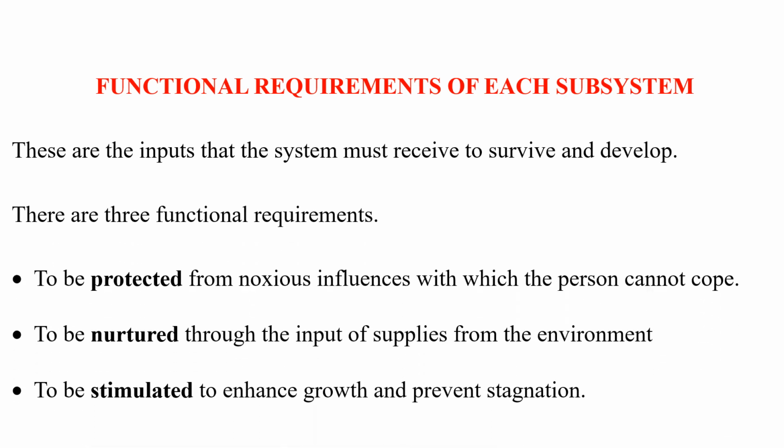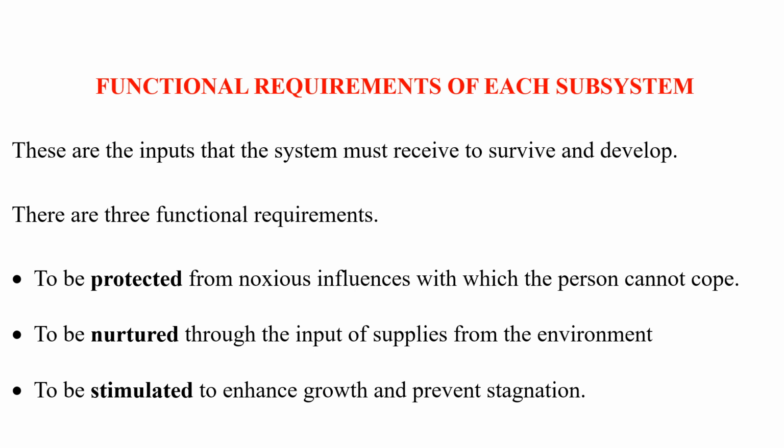There are three functional requirements. One is to be protected from noxious influences with which the person cannot cope. For example, if the person is a vegetarian and we are providing non-vegetarian items or some toxic items which they won't be able to take. So as a nurse, we should protect. Protection should be there from the noxious influences that the person won't be able to cope with.